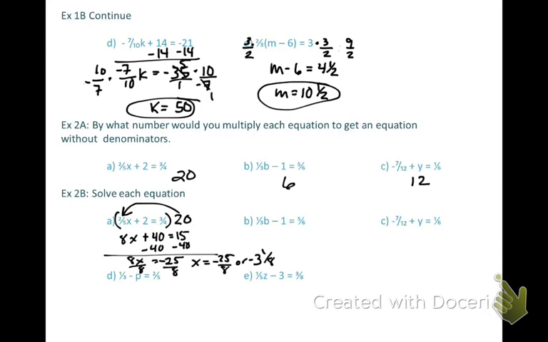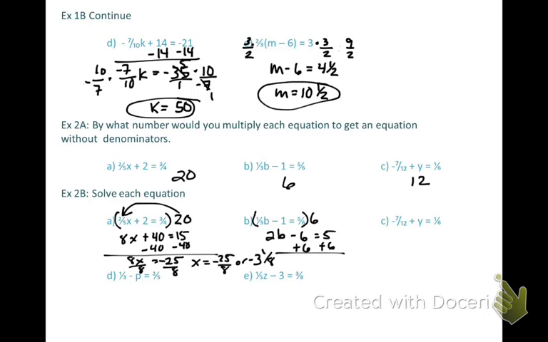I know. Okay, B, we said that we can multiply by 6. 3 goes into 6 2 times. 1 times 2 is 2b minus 6 equals 5. Then I can add 6. Wait, wouldn't that be negative 4?